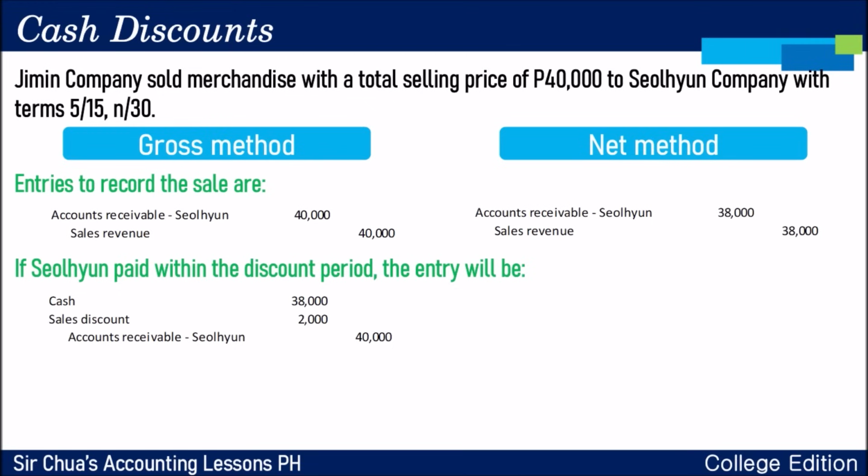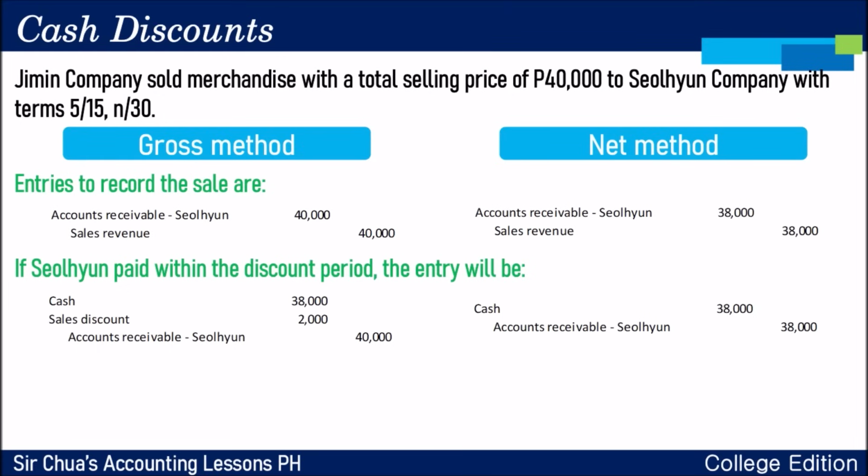Now, in the net method, you simply debit cash for 38,000 and you credit accounts receivable for 38,000. It's because the 2,000 sales discount has already been deducted nung una pa lang, nung ni-record mo na yung sale. Okay?